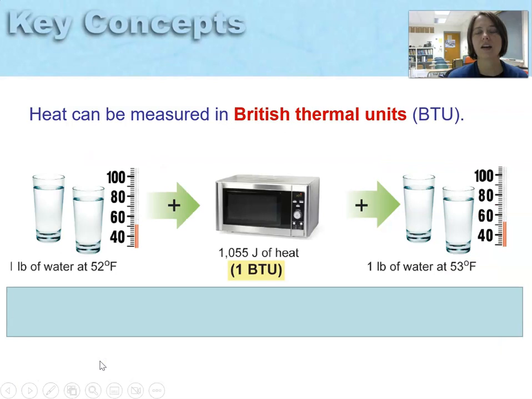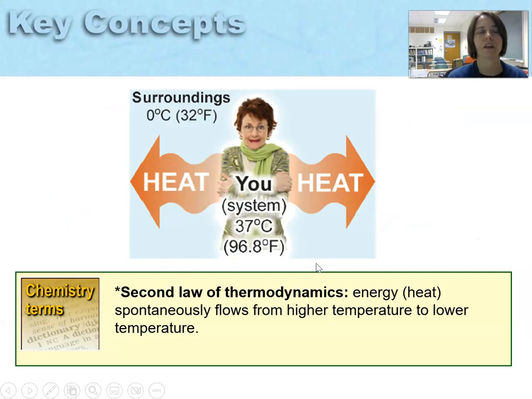Another way you can measure heat is in British thermal units, BTUs. The definition of a BTU is raising 1 pound of water 1 degree Fahrenheit. So 1 BTU is equal to 1,055 joules of heat. So a BTU is a lot bigger than a joule or a calorie.